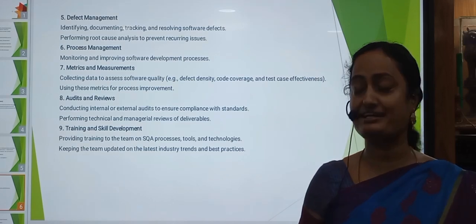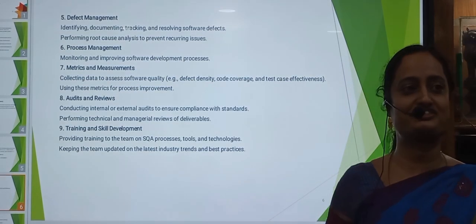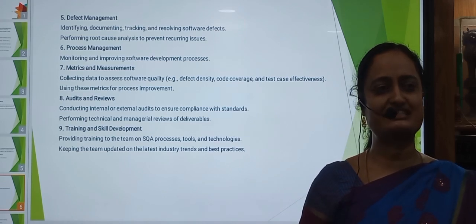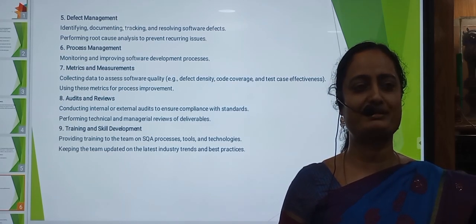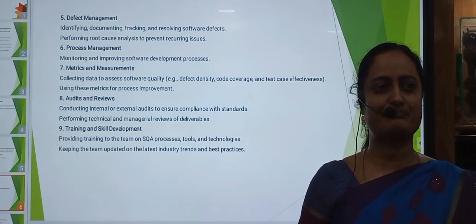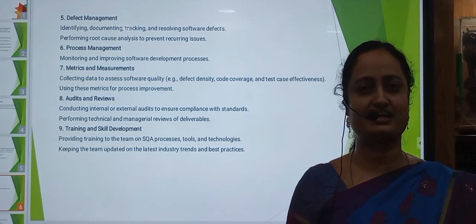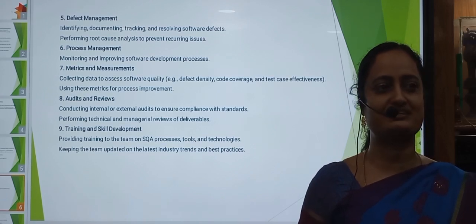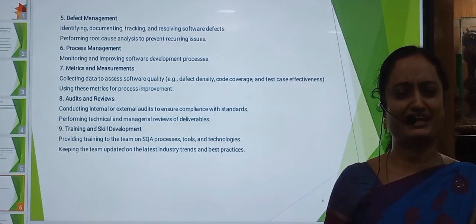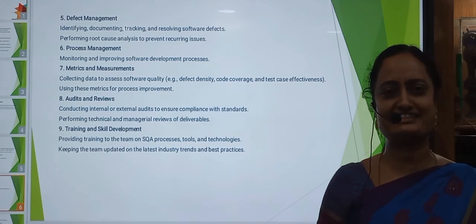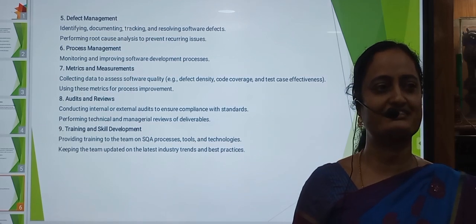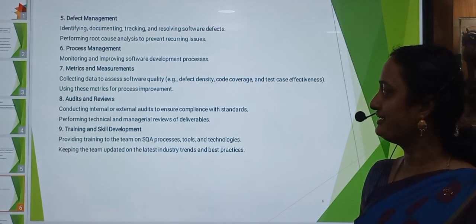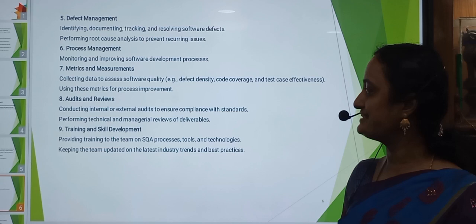Next, we'll see about metrics and measurements. Collecting data to assess software quality is called metrics. Examples are defect density and code coverage. Next, audits and reviews. We have two types of audit, internal audit and external audit, that is, conducting internal and external audits to ensure compliance with the standards.